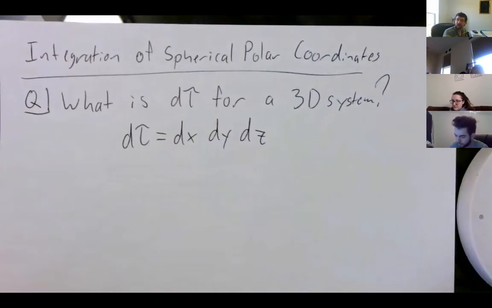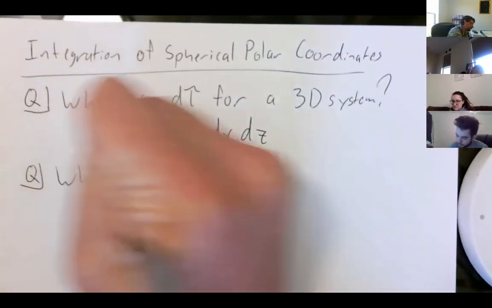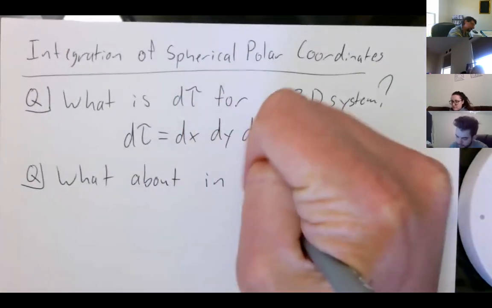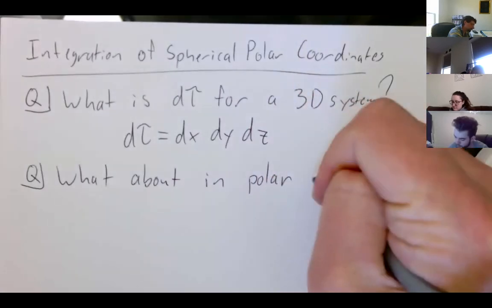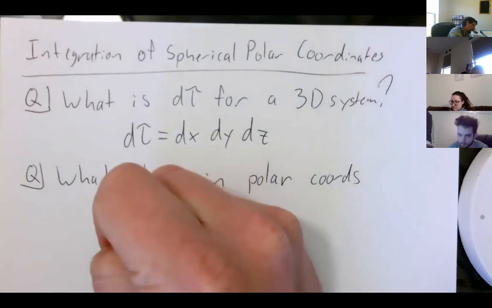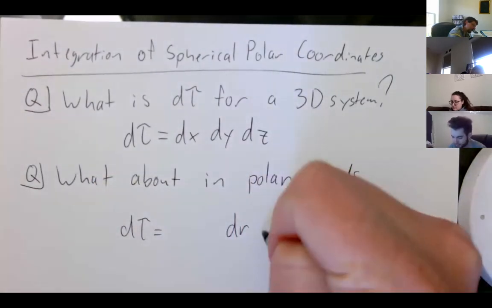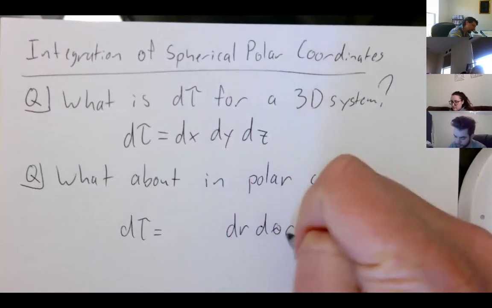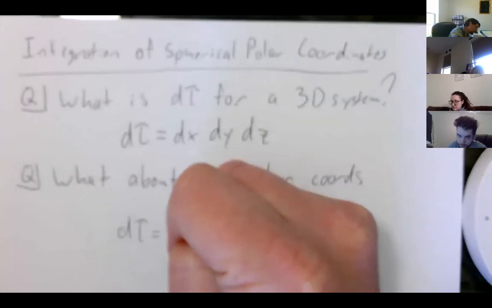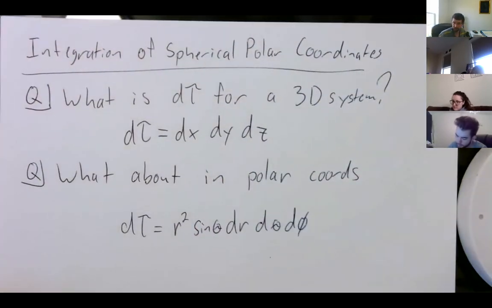Okay, so now let's talk about spherical polar coordinates. So what about in polar coordinates? dr, d phi, d theta. That is, we do have that, but we got some extra stuff tossed in there though. dr, d theta, d phi. We also have an r squared and a sine theta that get tossed in.